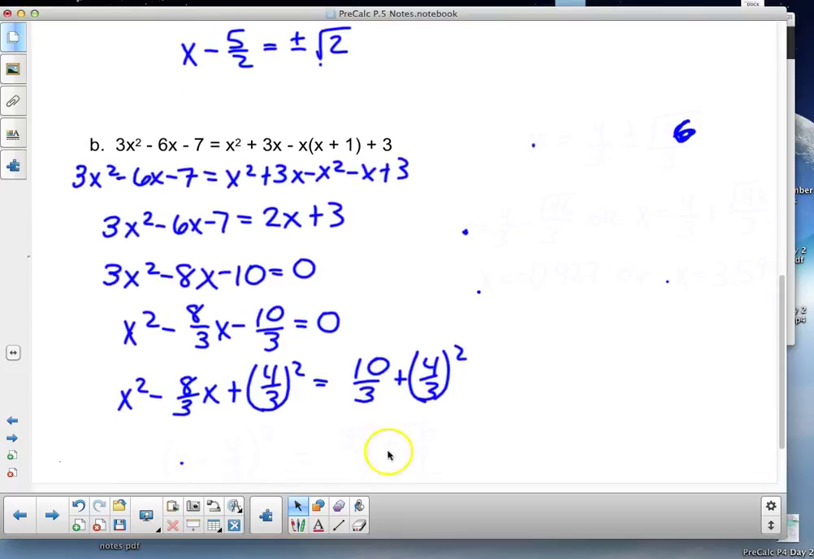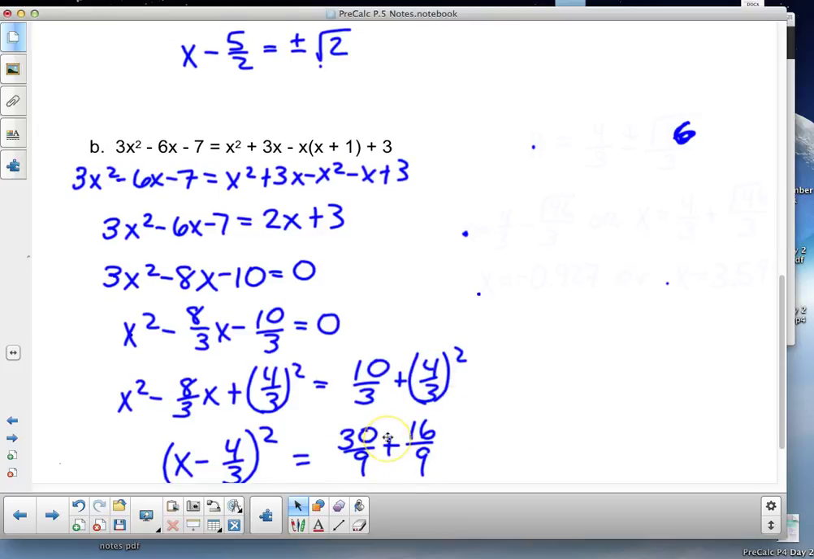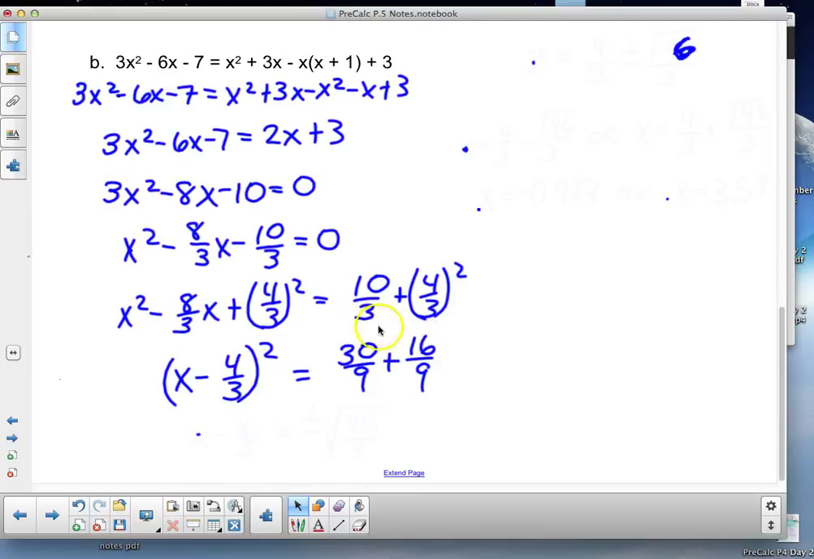So now I square that. That's going to be 16/9 on this side. But this side, I'm going to actually factor. It's going to be x minus 4/3 squared. So now I make them both ninths because this is 10/3. 30 over 9 is the same as 10/3. And I get 16 over 9 because that's squared. And I'm going to add those together. So now I have on this side right here 46/9. Okay? But I'm going to take the square root of both sides with 46/9. And I have x minus 4/3 equals plus or minus the square root of 46/9.